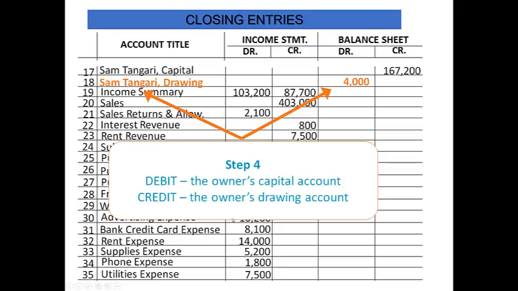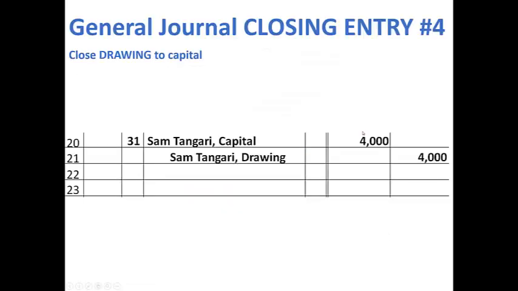The fourth entry is to close the drawing account, and you will have to jump over to the balance sheet side of the income statement and go down the column until you find the drawing account. Now notice that drawing has a debit, so to close it, we're going to have to credit drawing. So we've got Sam's drawing credited for $4,000, and then Sam's capital debited for $4,000. So that is going to complete our closing entries for the merchandising company.